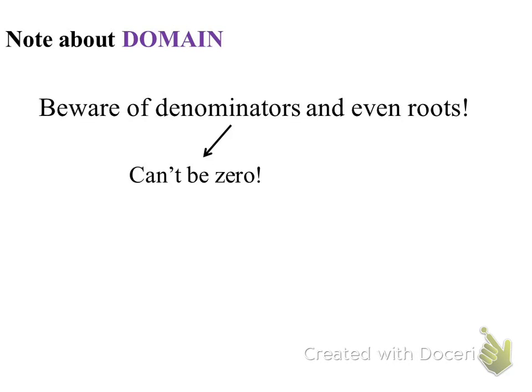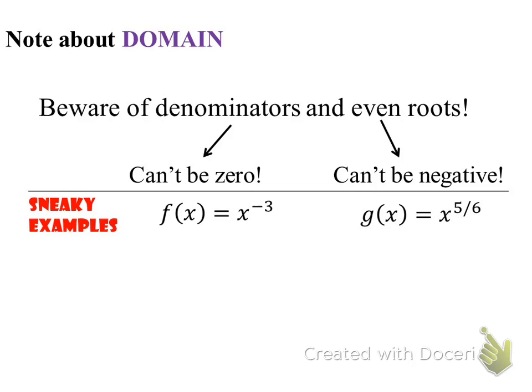We have some reminders, okay? So with domain from yesterday, denominators can't be 0. That creates vertical asymptotes. And even roots can't be negative. That creates imaginary numbers. And we talked about how a radicand needs to be bigger than or equal to 0. So some sneaky examples are the following.